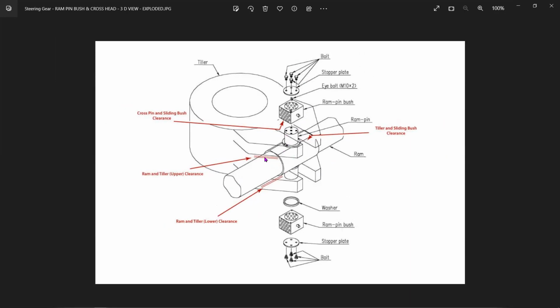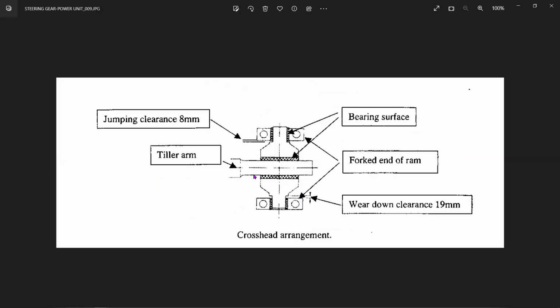Here, the upper clearance is the wear down and the lower one is the jumping. And in this one, the lower is the wear down and the upper is the jumping. Because see, the tiller arm is in the center, and above and below are the rams. In that case, the tiller arm is not in the center, the ram is in the center, and the upper and below are the tillers. Okay, so that is the difference. So that's why you interchange that idea. So you have to have the change in the clearances also.